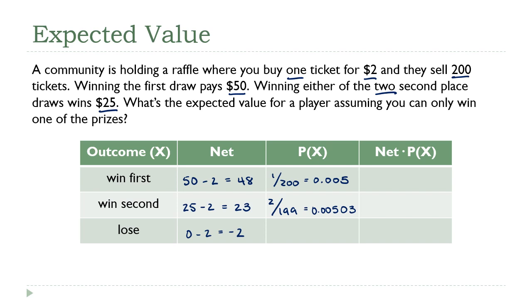Now, to find the probability of losing, when we get to this row, we're usually going to end up using the complement rule. This will be 1 minus 1 over 200 minus 2 over 199. Again, now you can get your calculator out, and this is 0.98997.